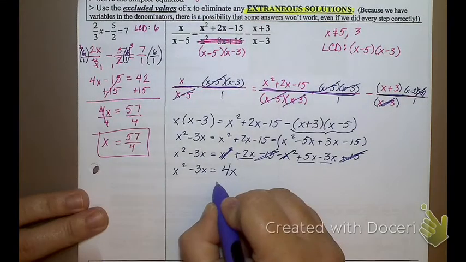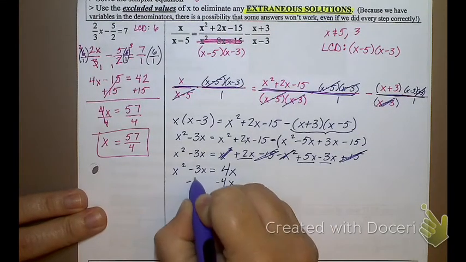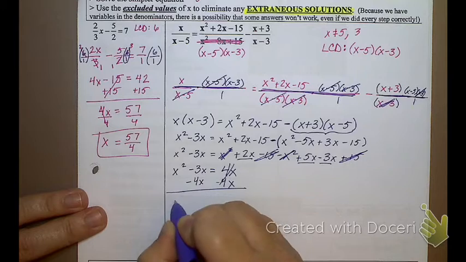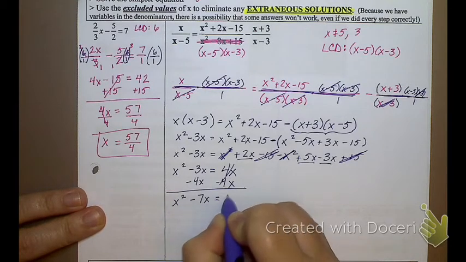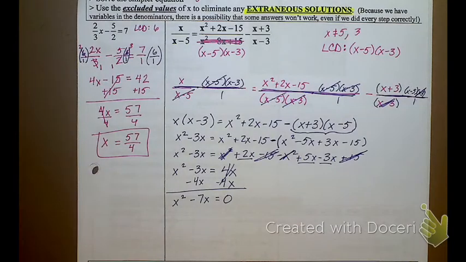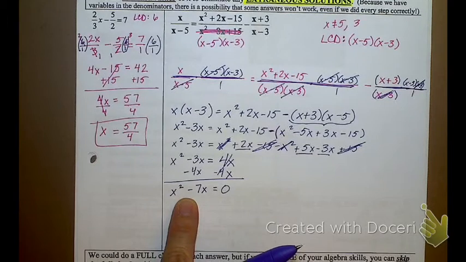I'm going to move the 4x. Why am I going to move that? Because when we have an x squared, we want to move everything to the same side as the x squared and then factor to solve it. What kind of factoring is this?